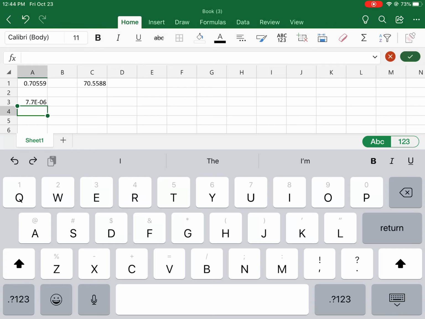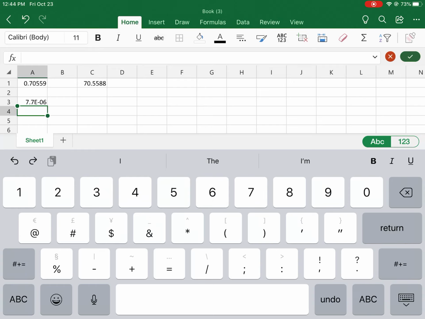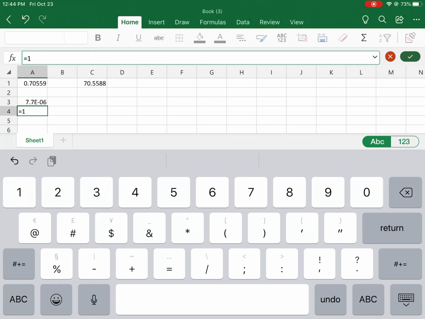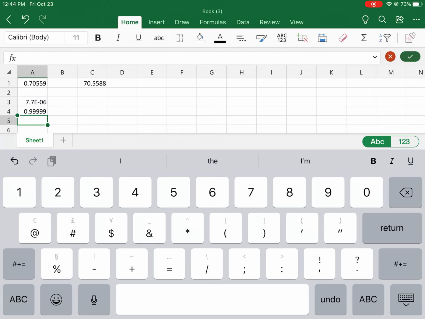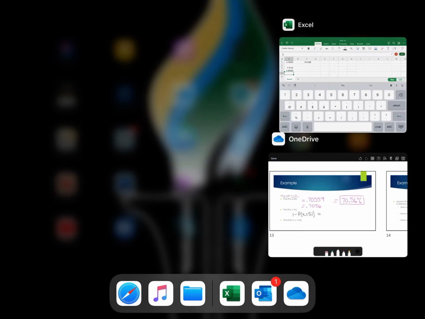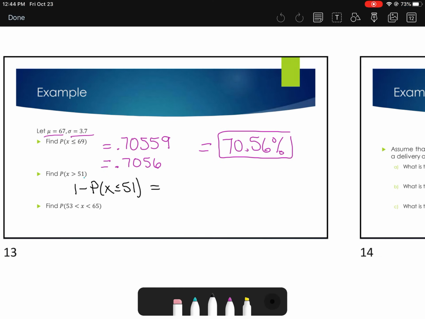Now, what I want to do to find my answer is I still have to subtract 1 from that. Make sure we cell reference our answer, so I'm going to hit equals 1 minus, and then it's this one right here. So I click that to give me that value, and then I hit enter. So then I get 0.9999, which is 99.99%. And that's my answer.